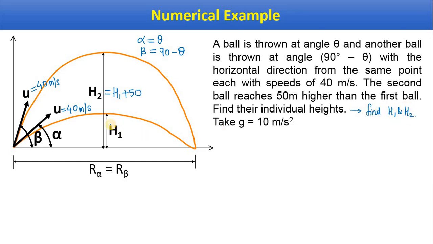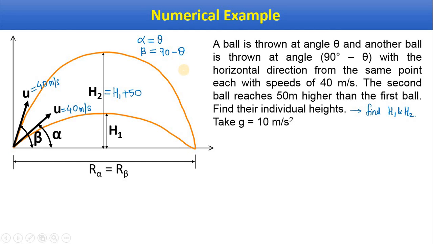Now look at the figure. What are H1, H2? H1 is the maximum height obtained when the projectile is thrown at an angle alpha, which is theta, first angle theta as said in the question. And H2 is the maximum height obtained when the projectile is thrown with the same speed but at a different angle beta, with that angle beta is 90 minus theta.